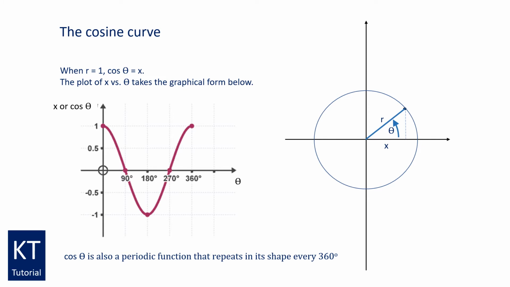Again, when r is 1, cos theta is equal to x. And in plotting the x versus theta graph, which in essence is also the cos theta versus theta graph, it is as shown below, whereby cos theta is also a periodic function that repeats in its shape every 360 degrees.